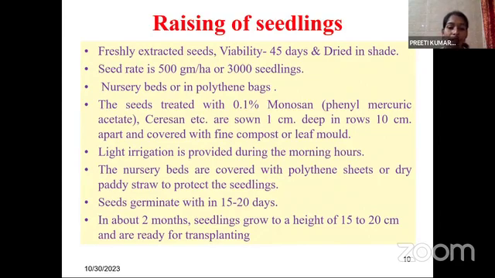Seeds germinate within 15 to 20 days. At about 2 months, seedlings grow to a height of 15 to 20 centimeters and are ready for transplanting. Within 2 months, the seedlings have a good height of 15 to 20 centimeters, and after that we can transplant them.